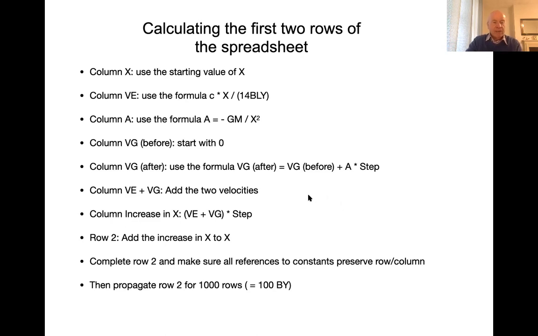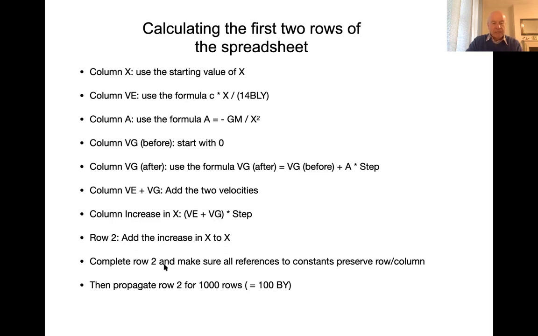Now we need to add the 2 velocities together to get a resultant recession velocity. And from that, we can calculate the increase in x, which is the velocity times the time for which that velocity applied. So having got the increase in x, we now can go to row 2 and add the increase in x back to our current value of x.